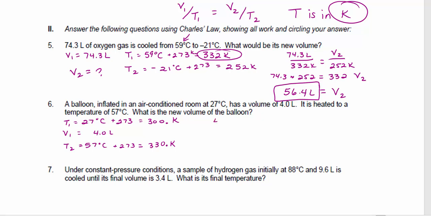Well, V1 over T1 is equal to V2, which I don't know, over T2. Cross multiply. So my 4.0 times 330 is equal to 300 times V. So 4 times 330, then divide by 300, is going to give me a new volume of 4.4 liters. Now, why two significant digits here? Because this had two significant digits.